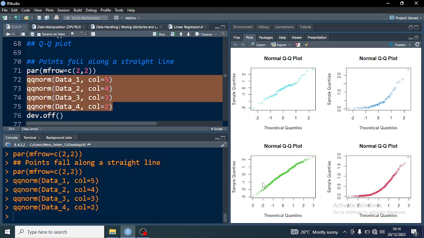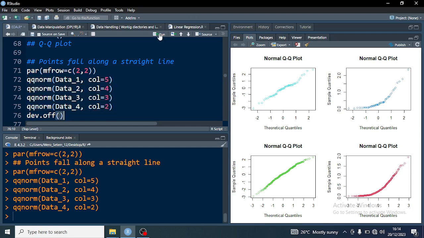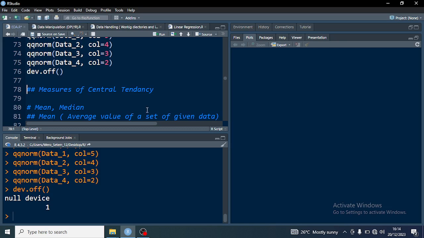And here it is. The first one is normal because the data set follows roughly along a straight line. This one is not normal, so it does not follow a normal distribution. This one is normal, and this one is not normal. I'm using dev.off again. That is measures of normality.